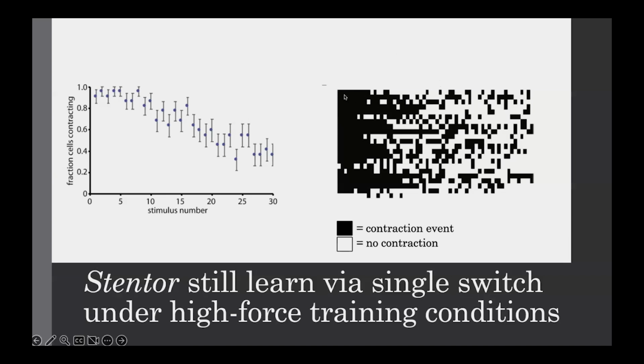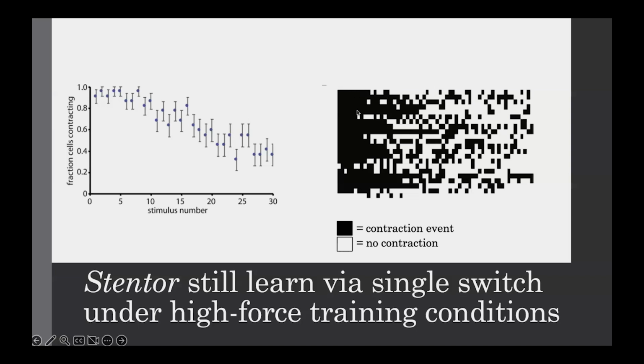And the black squares represent instances where the cells got a tap and contracted. The white squares indicate when the cells got a tap and then did not contract. And again, just visually, you can see that there appears to be a discrete switch from when the squares are mostly black to when they're mostly white.